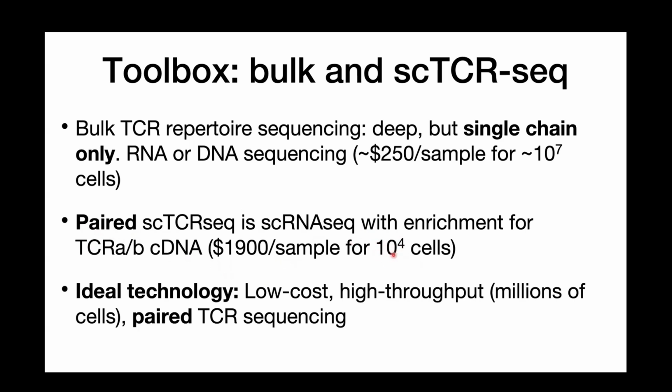So the ideal technology would be something low cost like bulk, and high throughput, because we really need to analyze millions of cells to understand what size the clones are and to track them maybe in time. And it should also be paired, because if you know just one chain, you could do almost nothing with it experimentally. You're very limited in the next steps of figuring out what this TCR really recognizes.